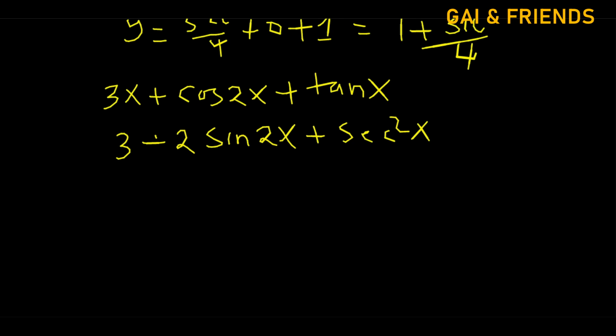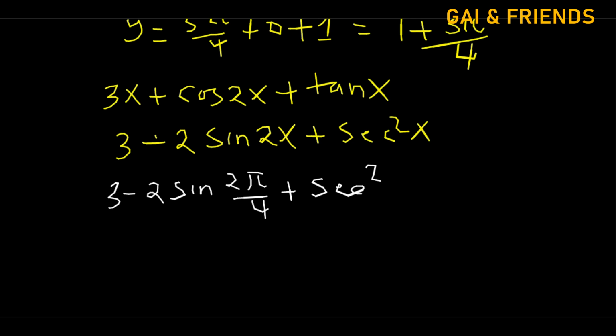Alright? Now, let's move to step 3. In step 3, let's do what we did in step 1. Let's put pi out of 4 where there is x in our differentiated equation. So, it's going to be 3 minus 2 sine 2 pi out of 4 plus secant square pi out of 4.